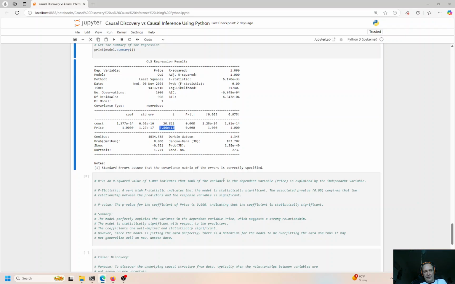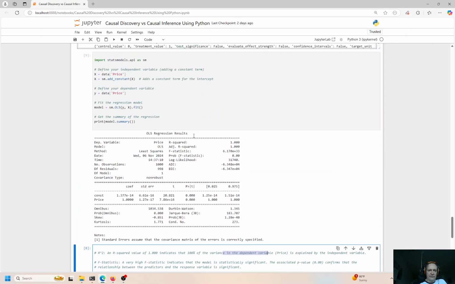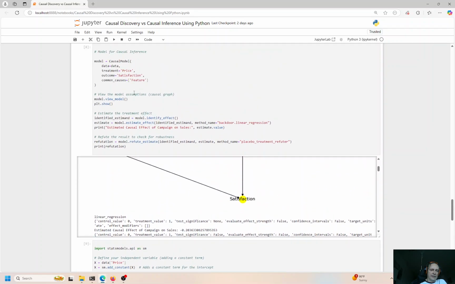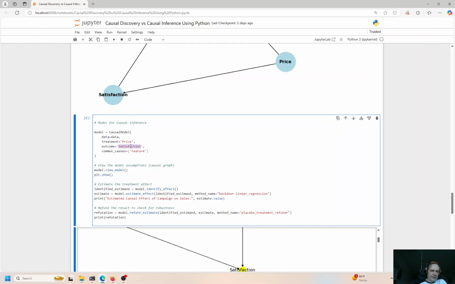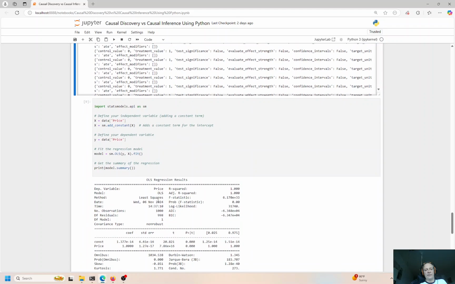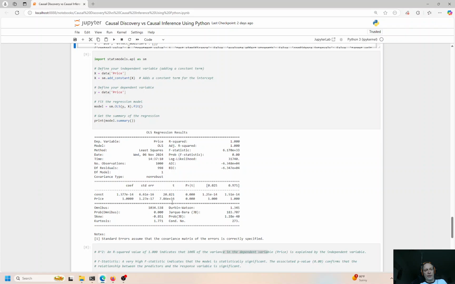R squared says that 100% of the variance in the dependent variable, which is the price, is explained by the independent variable, which is satisfaction, right? So this is the dependent. This is the independent here, right? So satisfaction. And wait, let me see, was that right? Price. The dependent is price, right?